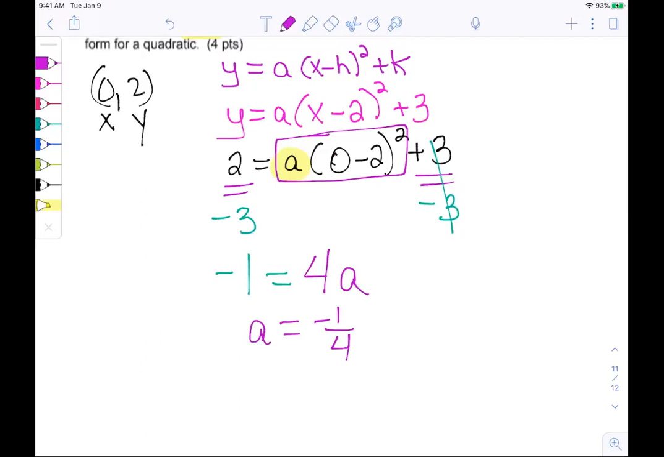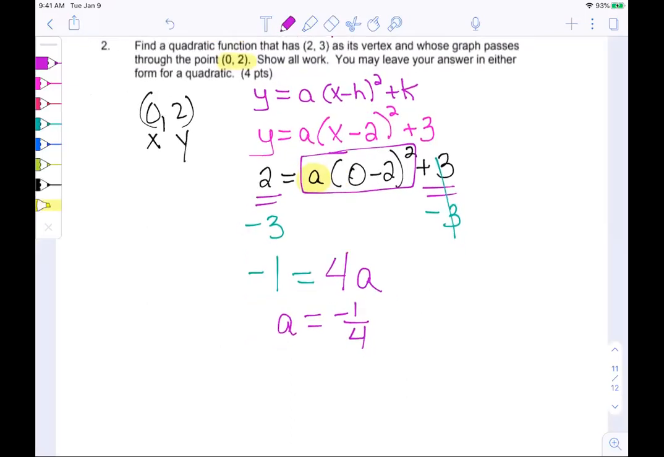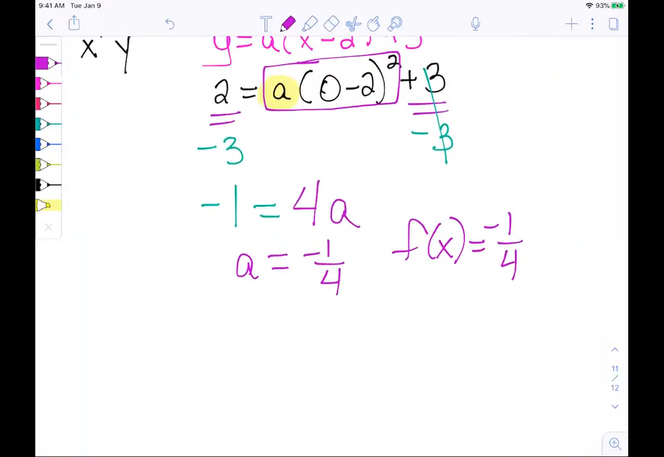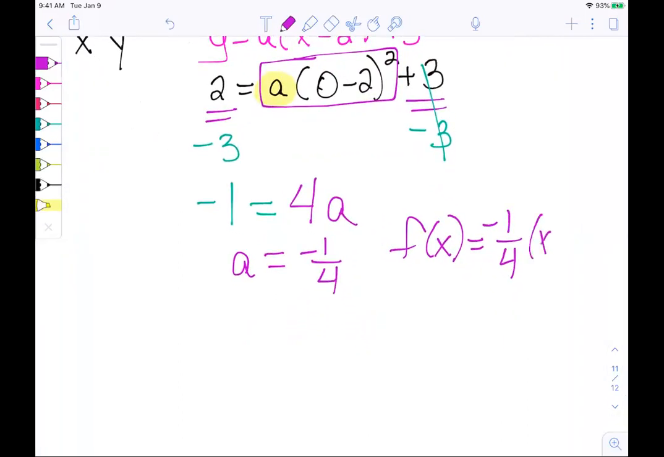So we got A by itself by taking the 3 to the other side because it was a constant, and combining the constants together. Inside the parentheses, 0 minus 2 squared, -2 squared is 4. That's attached to the A value, and to get A by itself, we divided. So our quadratic function has an A value of -1/4. That's what we had to find. We knew everything else about the graph; we just needed to know the steepness. The h value is 2 and the k value is 3.